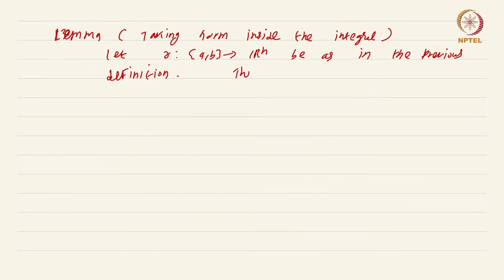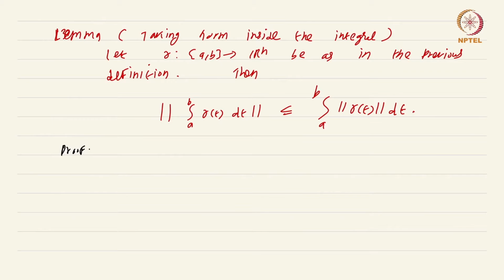Then the norm of the integral from a to b of gamma of t dt is less than or equal to the integral from a to b of the norm of gamma of t dt. You can take the norm inside the integral. The proof is again not very hard. It's just a straightforward check. Now set v to be the integral from a to b of gamma of t dt. This is well defined simply because each function gamma 1 to gamma n is assumed to be integrable. If v is equal to 0, then there is nothing to prove.